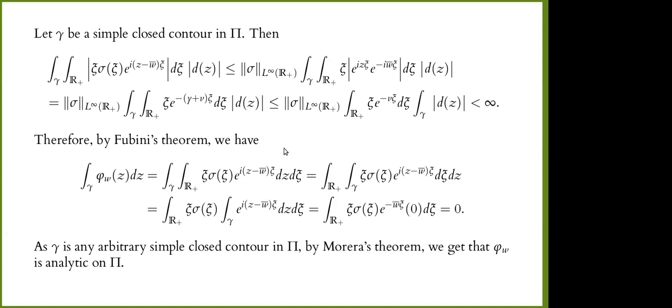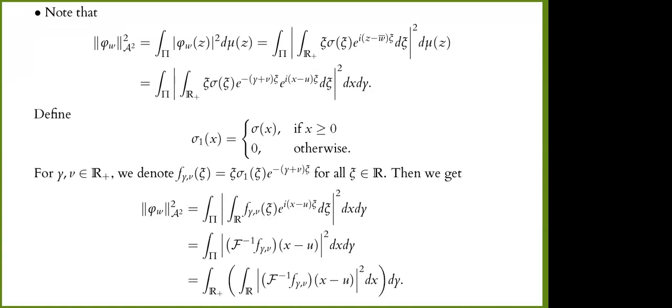Okay, so far we showed that this phi suffix w is an analytic function. Now we need to show that it belongs to A2 pi. So we consider the L2 norm of this phi suffix w, and when we expand this z minus w bar, we'll get that this integral is the same as this integral, where the inside integral is over R plus.